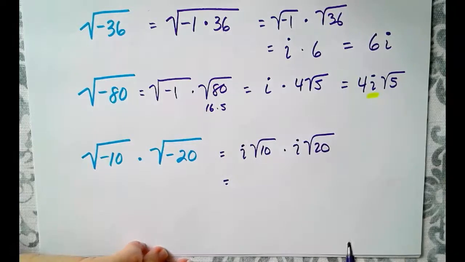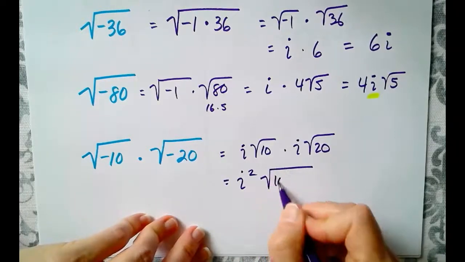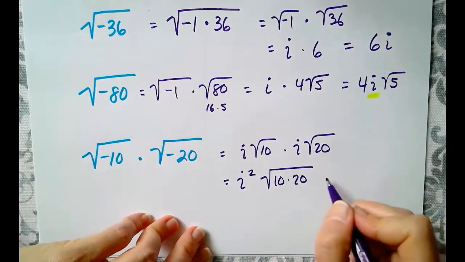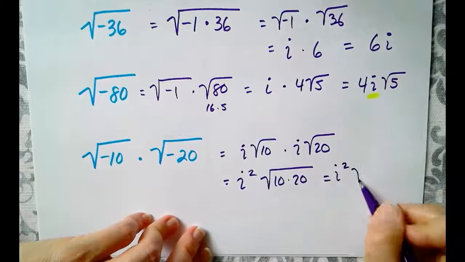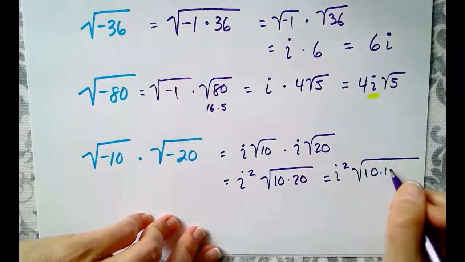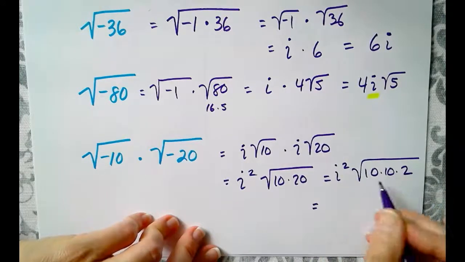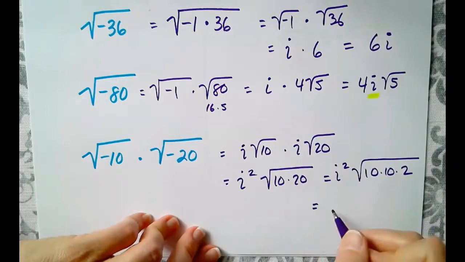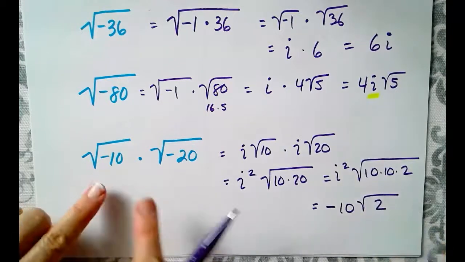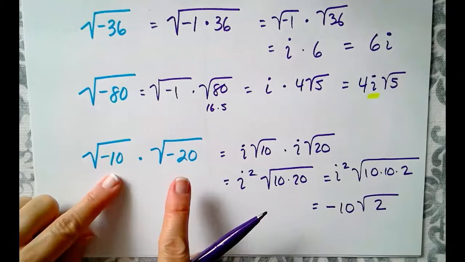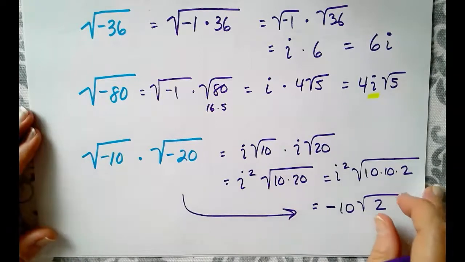So using the commutative property here, we get i times i, which is i squared, and then root 10 times 20. And then if you think about 10 times 20, I'll leave the i squared there for now. 10 times 20 is 10 times 10 times 2. What's going to come out of this radical? 10 is coming out. i squared is -1. So -10 square root 2. So square root -10 times square root -20 simplifies down to -10 root 2.